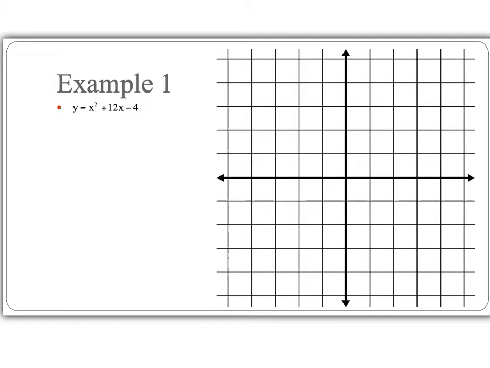Okay, so first of all, we're going to start off by substituting 0 in for y to find our x-intercepts. So that means it's going to become x squared plus 12x minus 4 equals 0. Alright, now remember the first step is to add 4 to both sides. So that becomes x squared plus 12x equals 4.